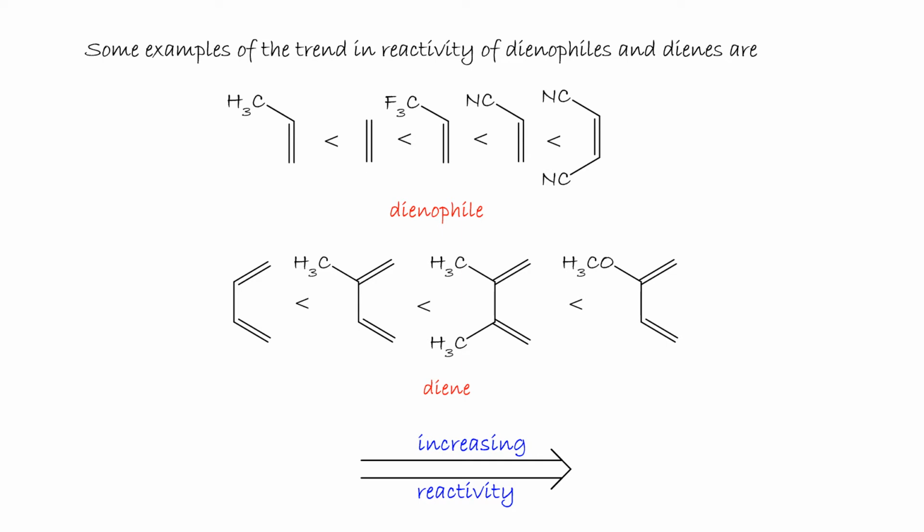Some examples of the trend in reactivity of dienophiles and dienes. Remember, an electron withdrawing group like dinitrile makes the dienophile more electron poor and facilitates the reaction faster. So this is much faster than this, than the trifluoromethyl. Unsubstituted is faster than the methyl one.